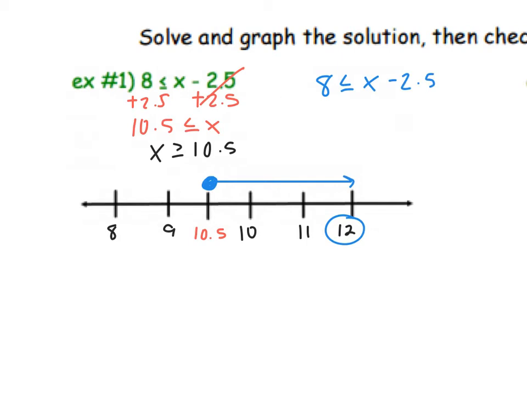Well, let's plug 12 in for x. So I'm going to have 8 is less than or equal to 12 minus 2.5. 12 minus 2.5 is going to be 9.5. Okay, so if we check that answer, is 8 less than or equal to 9.5? It's certainly less than, so it satisfies this inequality. So therefore, if it satisfies the inequality, makes it true, check, that is a solution that works.